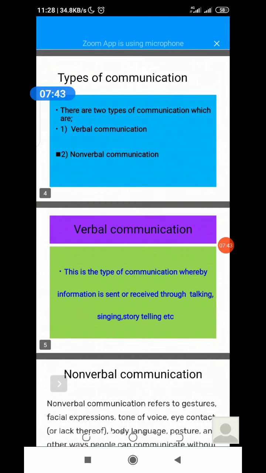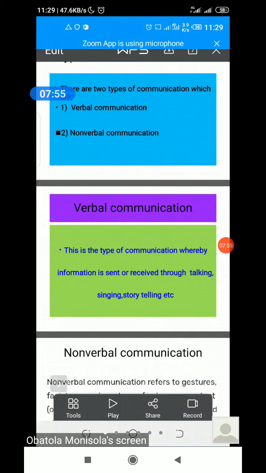Verbal communication, this is a type of communication whereby information is sent or received through talking, singing, storytelling, etc.